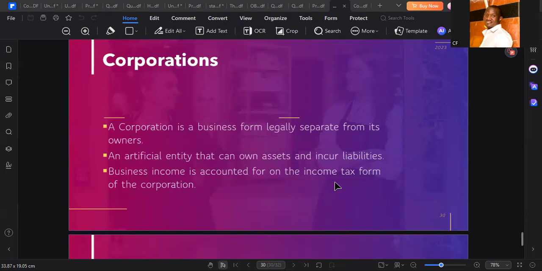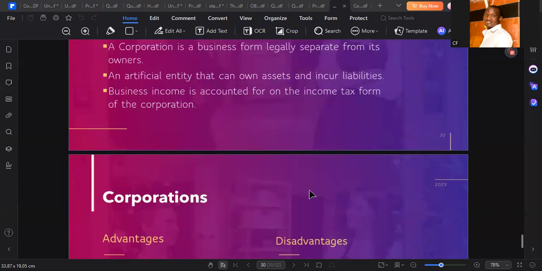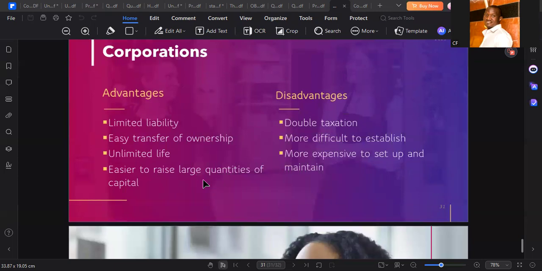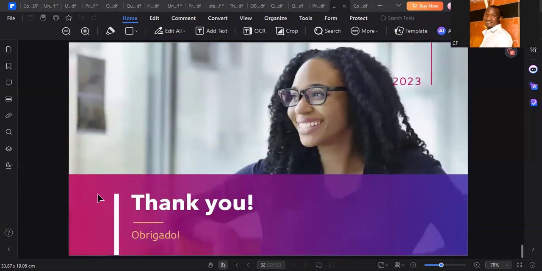Corporations are legal firms that have an artificial entity where the ownership is different from the company itself. It has a life of its own. The advantages are limited liability and easy transfer of ownership by selling a share, and it has unlimited life and it is easy to raise large quantities of funds. Disadvantages are that you pay both corporate and personal tax, and it's difficult to establish and more expensive to set up. So this is how our unit one could be concluded. Any questions at this point?